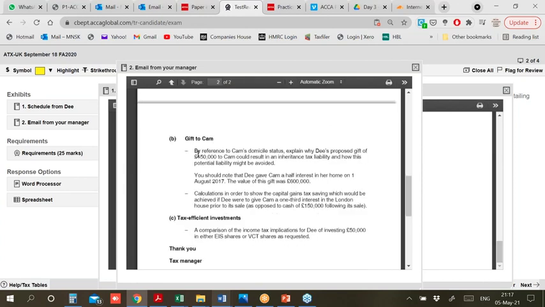The matters to be considered in addition to income tax in respect of the proposed gift to CAM. By reference to CAM's domicile, explain why D's proposed gift of 50,000 to CAM could result in an inheritance tax liability and how this potential liability might be avoided. You should note that D gave CAM a half interest in her home on 1st August 2017. Obviously, that is not the London house, because the London house has just been received this tax year. It must be some other home which was given to CAM on 1st August 2017, and the value of that gift was 600,000. So guys, if she has already given something to her husband that is above 325,000, don't you think that they have already used the 325,000 exemption that is available to non-UK domiciled spouses?